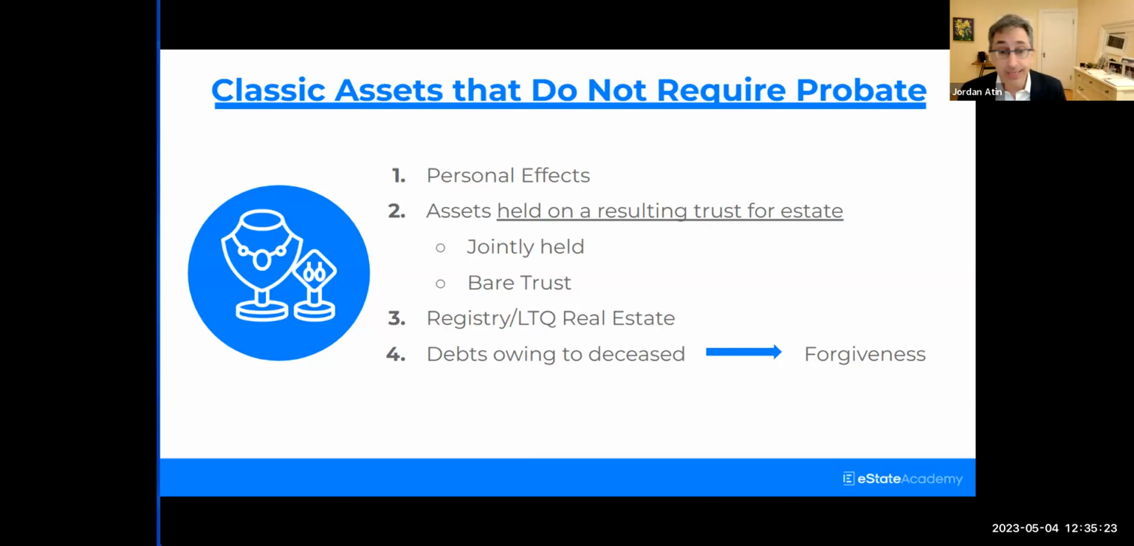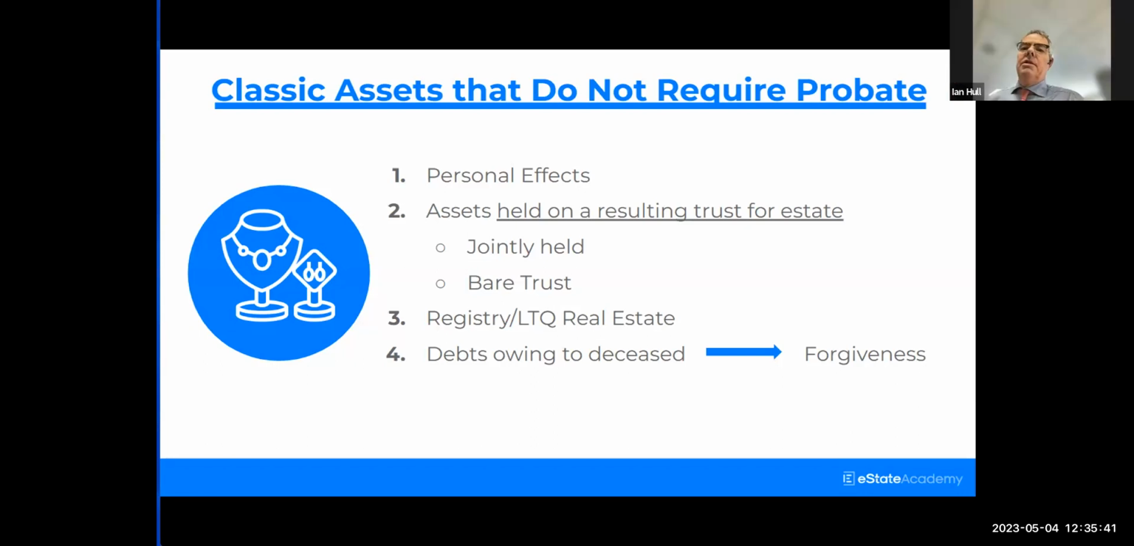And four is debts that are owing to the deceased, even if they're going to be forgiven, are assets that typically require probate. If you're going to forgive them, they're not to a third party, so no third party is going to be involved, and probate tax would normally be payable on that if you only had one will.